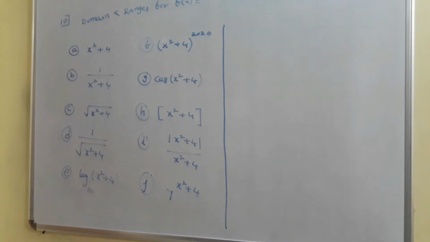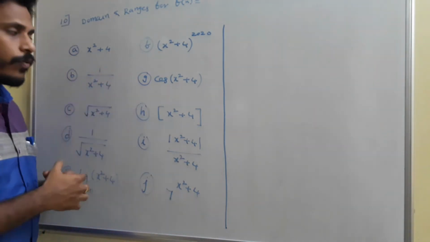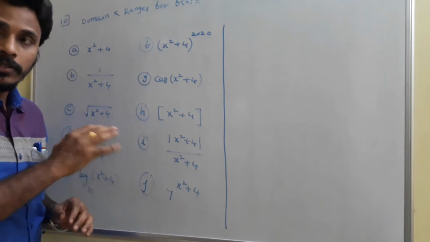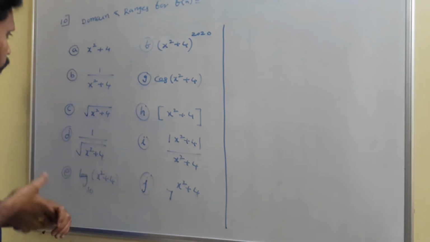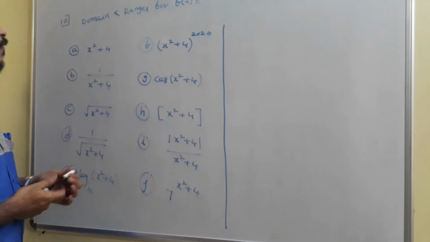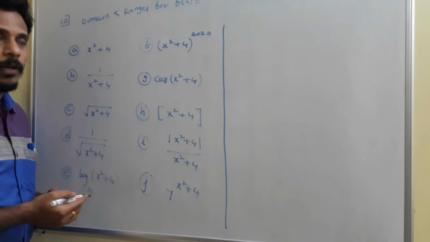We need to find domain and ranges for the given functions. In the ninth point we discussed the domain and range for some functions, and now some others. See, the first one is x square plus 4. Just look at the function f of x is equal to x square plus 4.